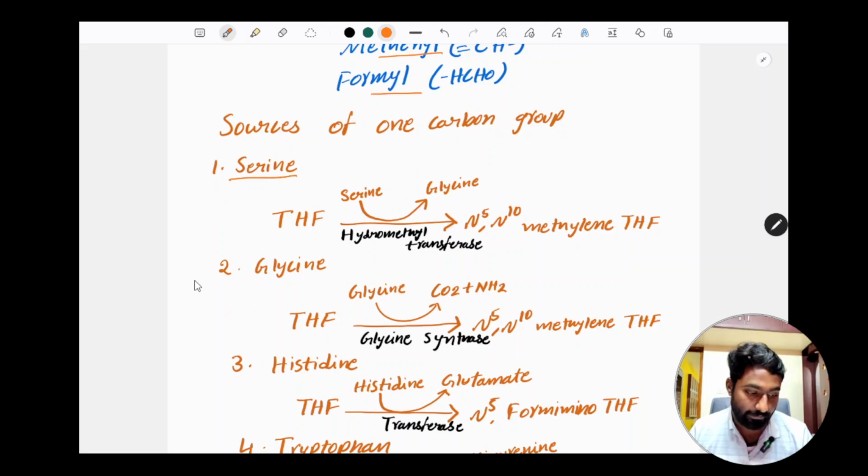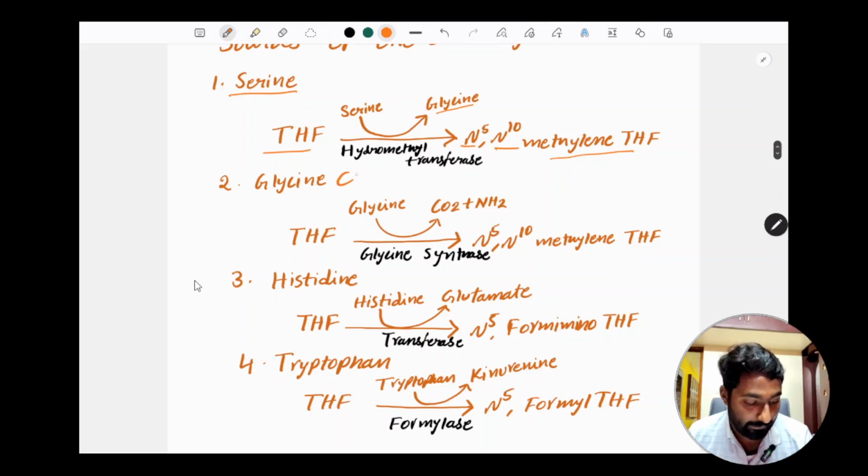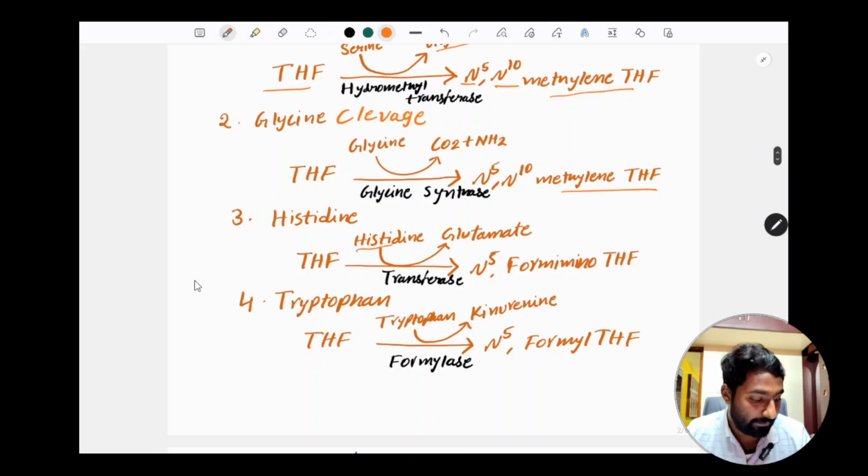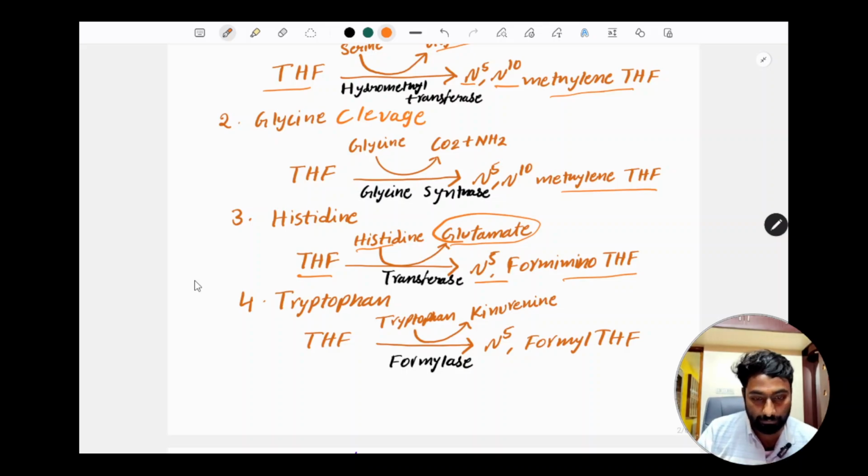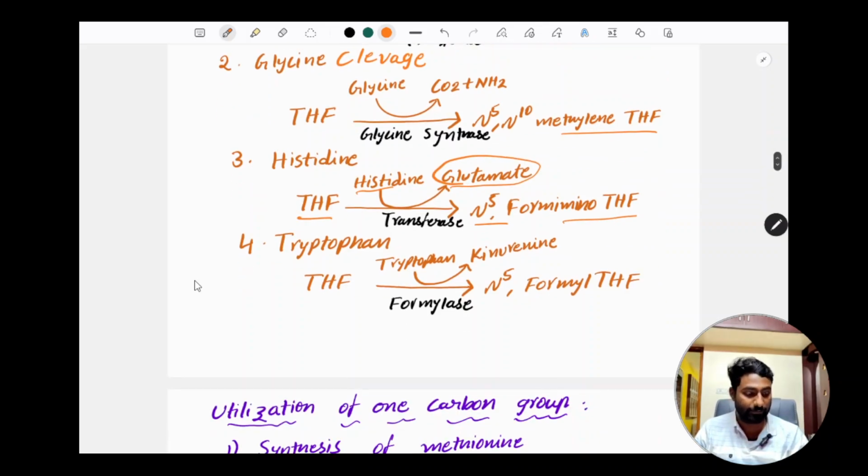In the metabolism of serine, which is getting converted into glycine, tetrahydrofolate is getting converted into N5,N10 methylene tetrahydrofolate. And during the glycine cleavage, tetrahydrofolate is getting converted into N5,N10 methylene tetrahydrofolate. During histidine getting converted into glutamate, THF is getting converted into N5 formimino THF, where this formimino group is being taken by tetrahydrofolate.